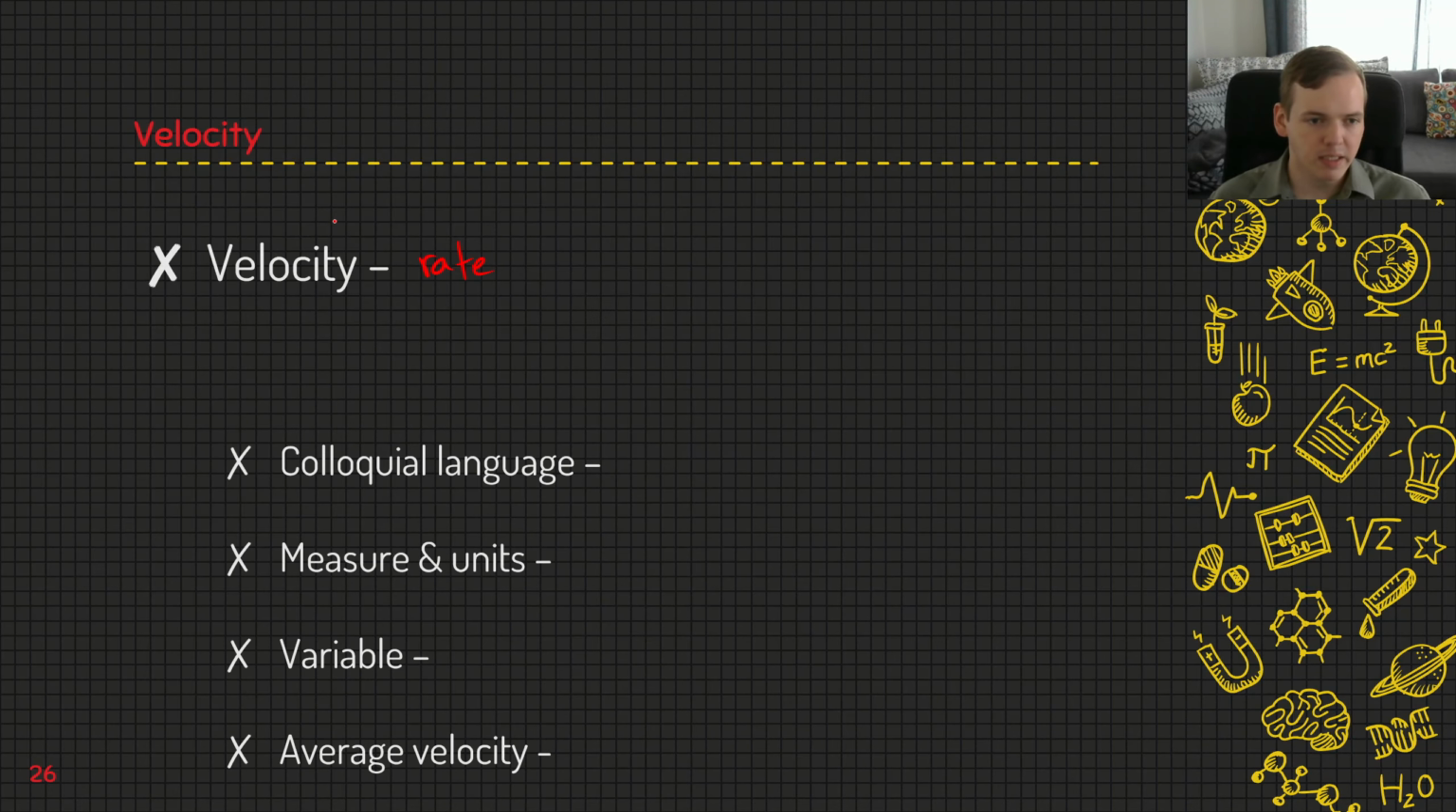Velocity, on the other hand, is a vector, and it's the rate of change of position with respect to time. In colloquial language, we're saying how fast in which direction. And that's the key point here.